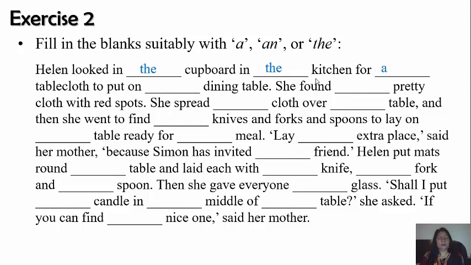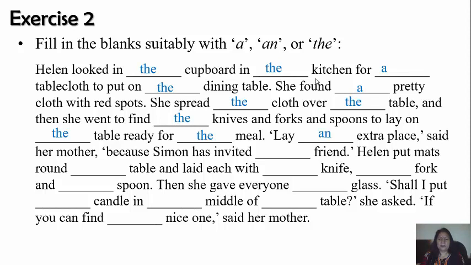A tablecloth to put on. The dining table is also definite, the dining table. She found what? A pretty cloth with red spots. This is not particular. She spread the cloth, because this cloth is being used a second time now. First she found a pretty cloth. She spread the cloth over the table, and then she went to find what? The knives and forks and spoons to lay on the table, ready for the meal. So all these are definite.